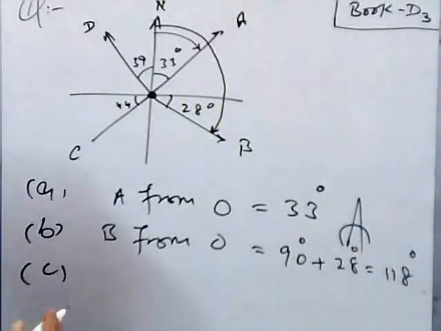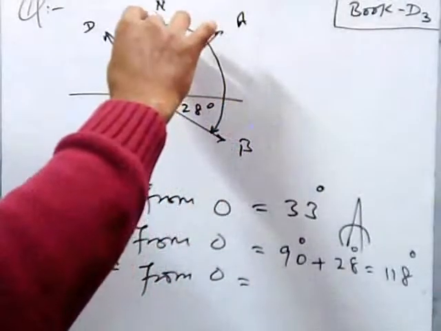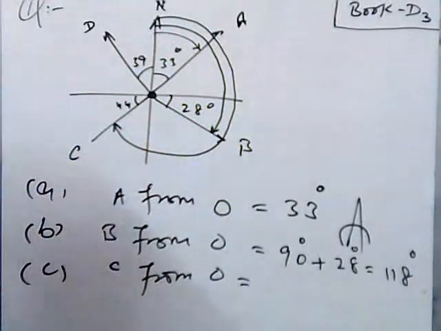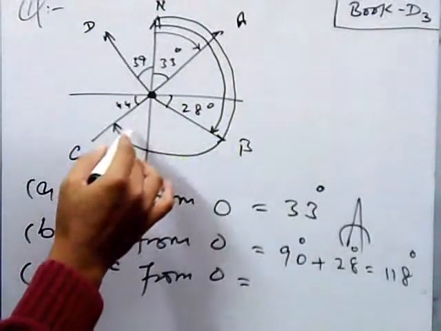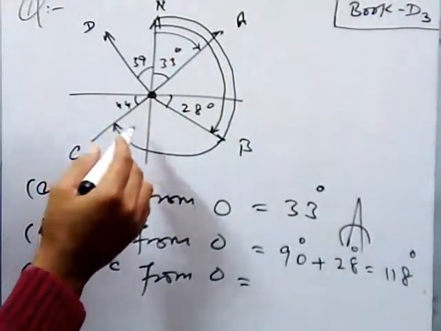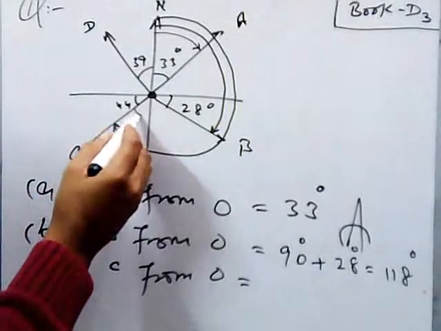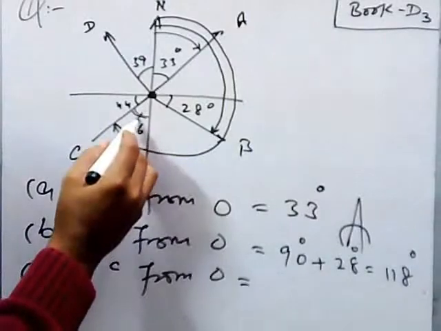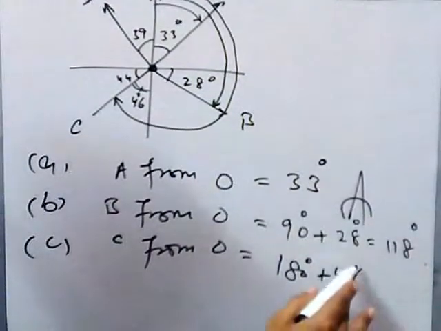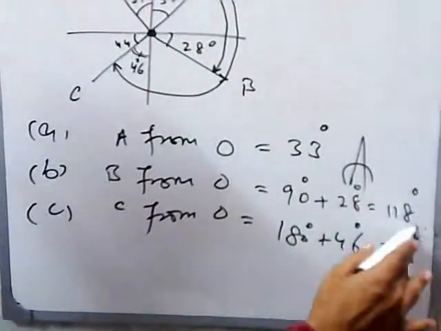Now in part C, C from O, you have to start from O in clockwise direction and go up to C. You have to add 180 plus this angle. How could you know this angle? Because that portion is 90, you have to do 90 minus 34, which is approximately 46 degrees. So 180 degrees plus 46 degrees equals 226 degrees, which is your required result.